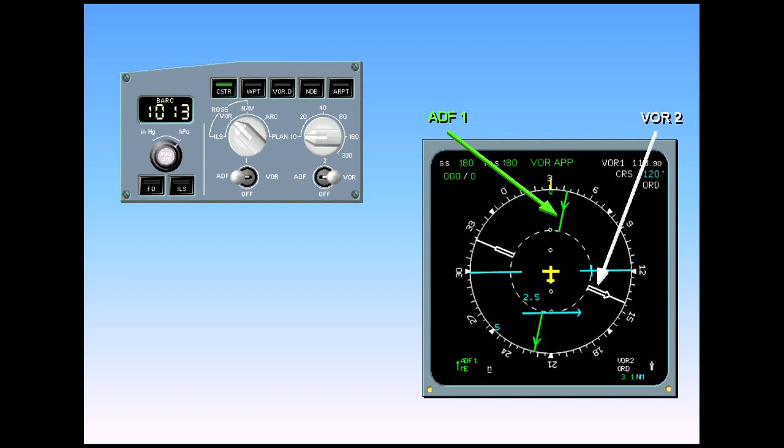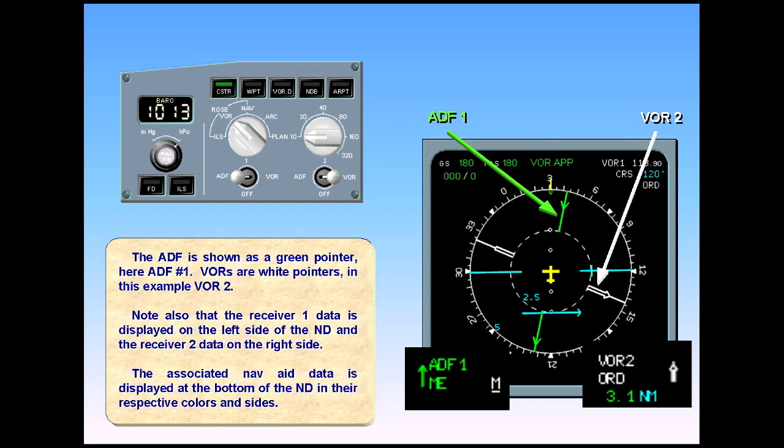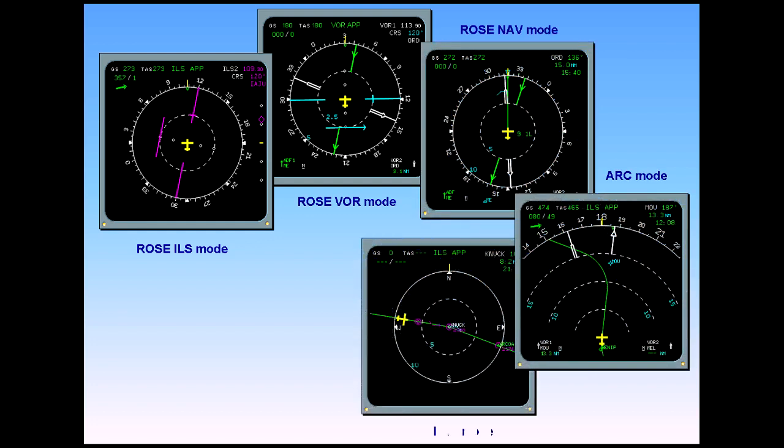Note also that the receiver 1 data is displayed on the left side of the ND and the receiver 2 data on the right side. The associated nav aid data is displayed at the bottom of the ND in their respective colors and sides. Presented here are all the available modes for the navigation display.